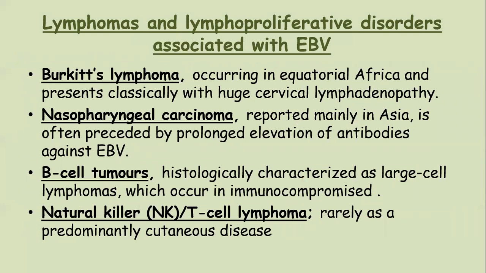Then the lymphomas and lymphoproliferative disorders that are associated with EBV. Burkitt lymphoma, which occurs in equatorial Africa and presents classically as huge cervical lymphadenopathy. Nasopharyngeal carcinoma is reported in Asia and often preceded by prolonged elevation of antibodies to EBV. Then many B-cell tumors, especially the large cell lymphoma, occur in the immunocompromised. The natural killer or T-cell lymphoma is rare.